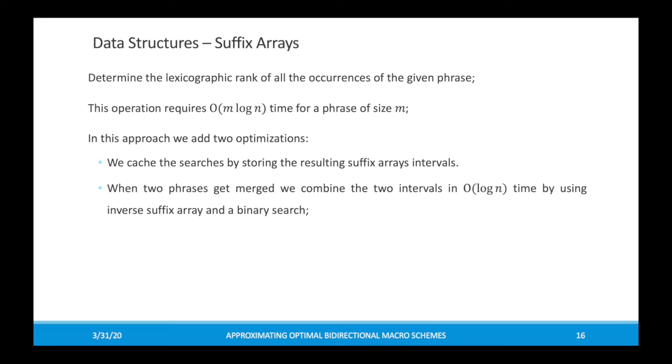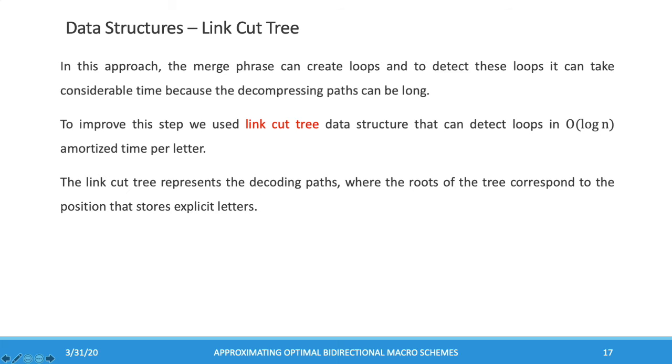When two phrases get merged, we combine the two intervals in O(log n) time by using the inverse suffix array and a binary search. Checking for loops may take considerable time, since the decompression paths can be long. So we use the linked tree data structure, which detects loops in only O(log n) amortized time per letter.